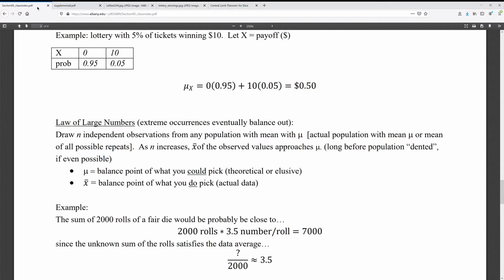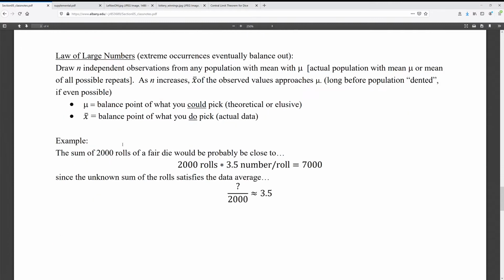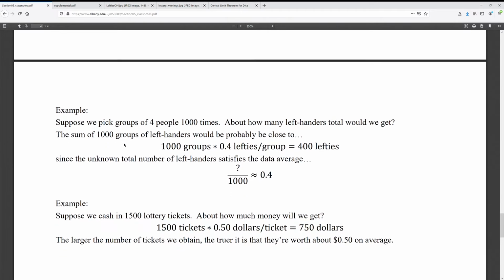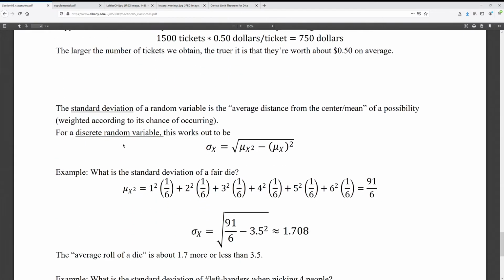The average roll of the die is 3.5. The typical roll of the die is not. The average lottery ticket is worth 50 cents. The typical lottery ticket is not worth 50 cents. So just as important as the average, the balance point, is how far away from that average you tend to be. And that's the concept of the standard deviation of a random variable.